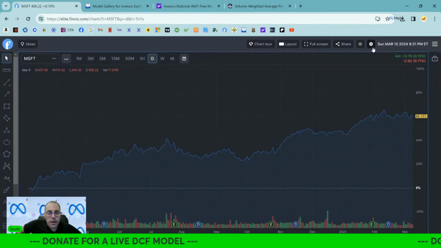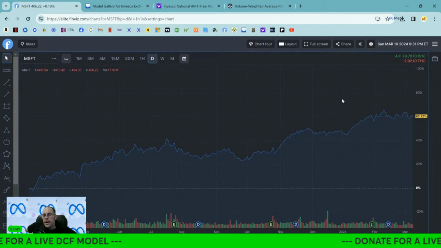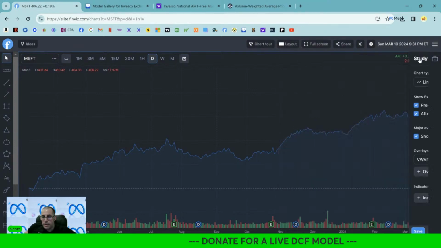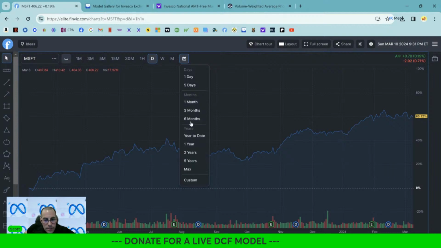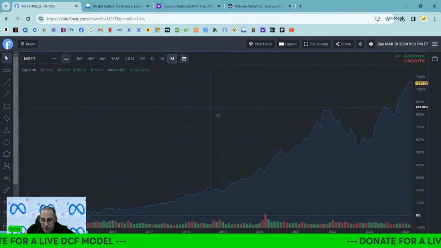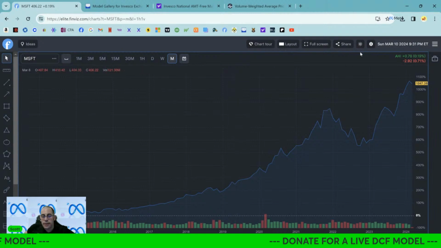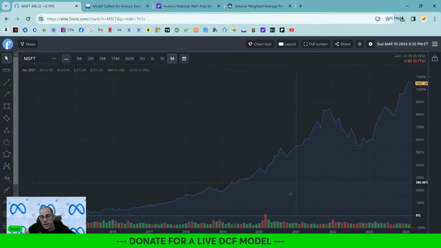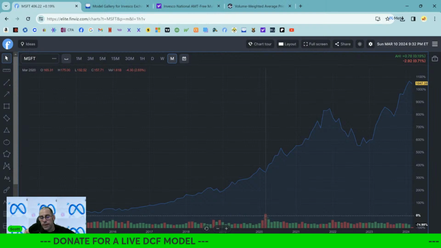Okay, so I'm on Microsoft and I added VWAP intraday, and there's nothing that came on the screen. Did I do something wrong? This doesn't make sense. I look at volume too. The volume's on the bottom.